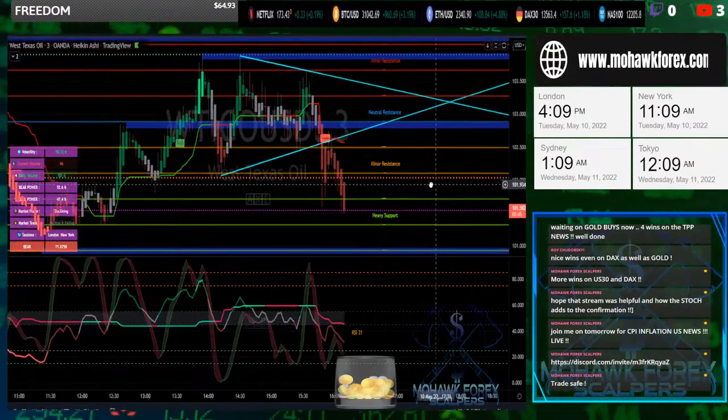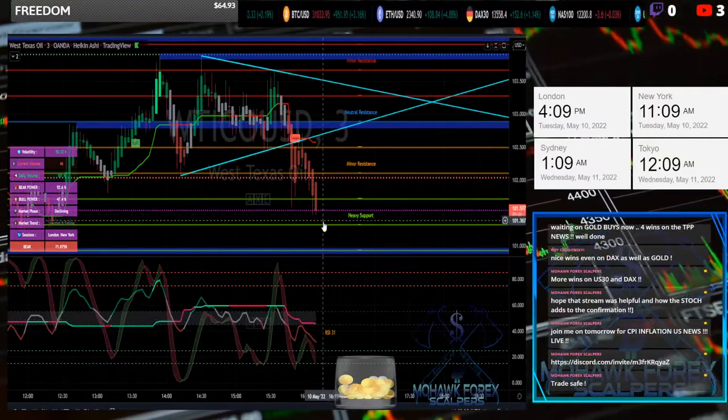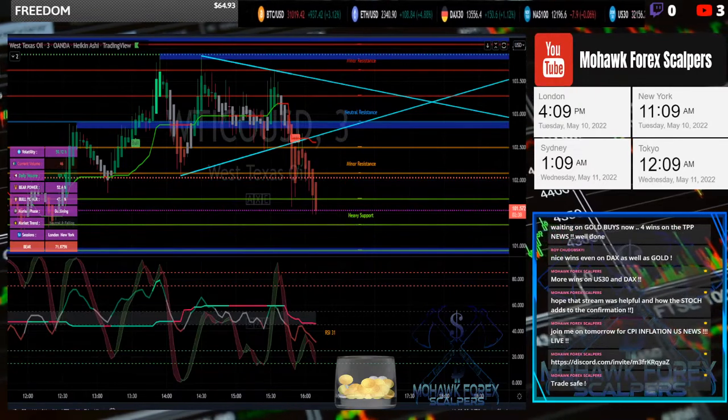That move on oil now, perfect. Red and the RSI red, I held it, heavy support now. See, there you can just go on and on.